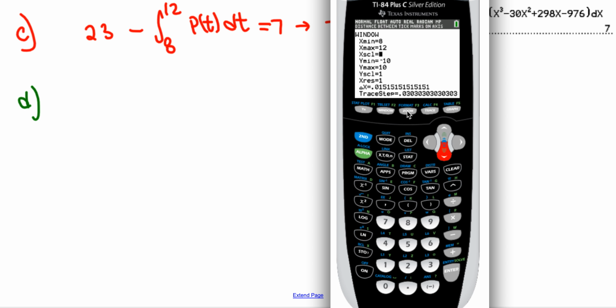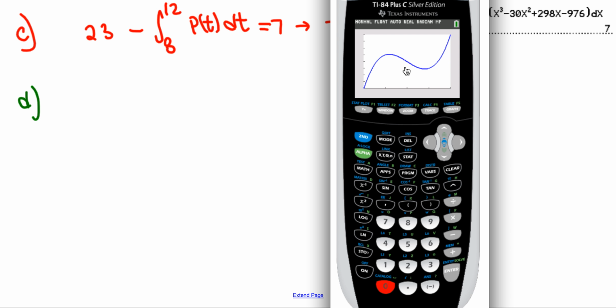Now, in case of zoom, I'm going to go for zoom fit. Zoom fit is number 0. Once I do that, it keeps the x values and changes the y values as needed. So I just press 0 and then we'll see the graph that goes up and down in this manner. You can see that. Alright, so that's the graph.